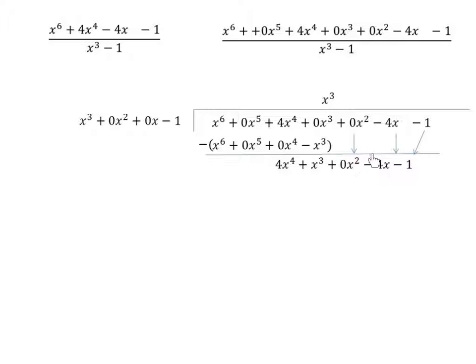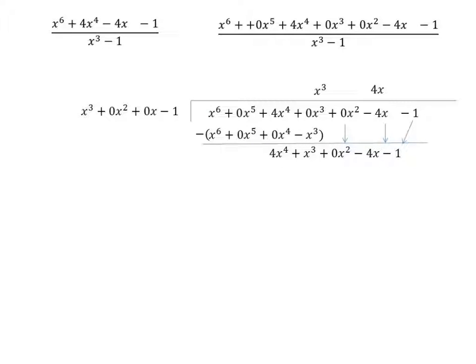Next, I just bring down the remaining terms from the dividend. And now in the next slide, you see that I have begun to do the cycle all over again. What I did was divide the first term of the new dividend by the first term of the divisor. So 4x to the fourth divided by x to the third is 4x. You might need to pause the video and think through that if you are not sure.